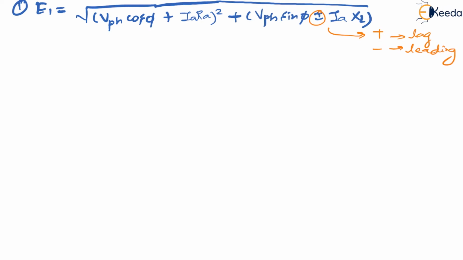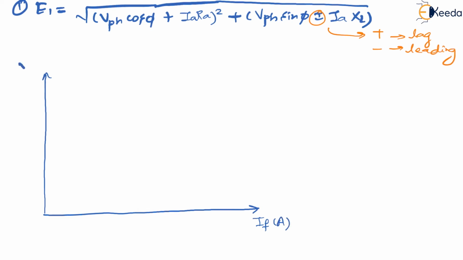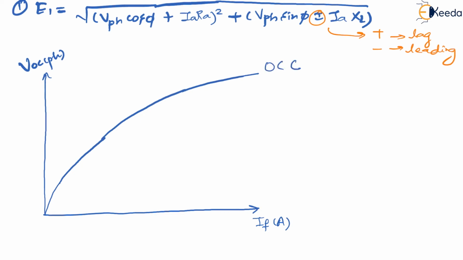In order to find E1, what do we need to have? The first thing we need is the OCC characteristics. So let me draw the OCC characteristics like this. What is the OCC characteristics? This is the field current IF in amperes, and this is going to be VOC phase value. You will have the OCC characteristics somehow like this. We have already studied this, and it is going to get kind of saturated. So this is the OCC characteristics, we already know.